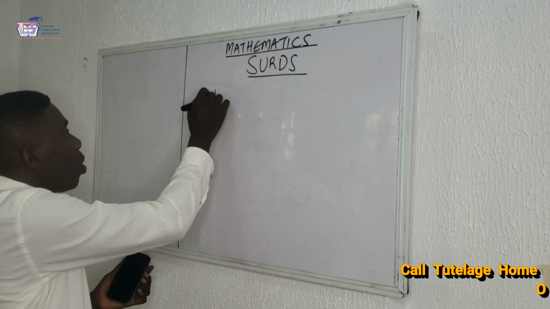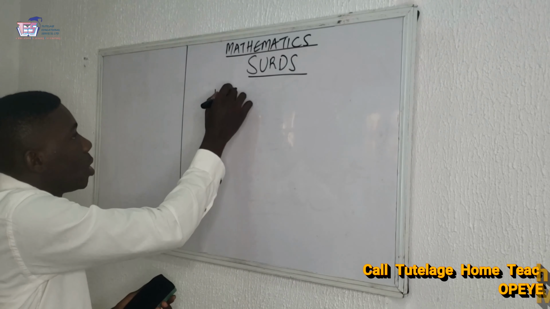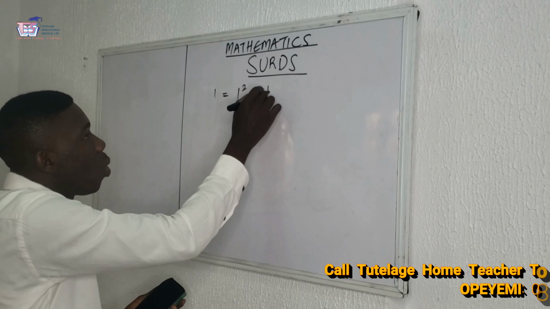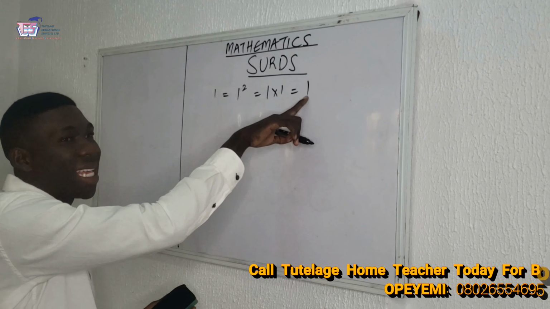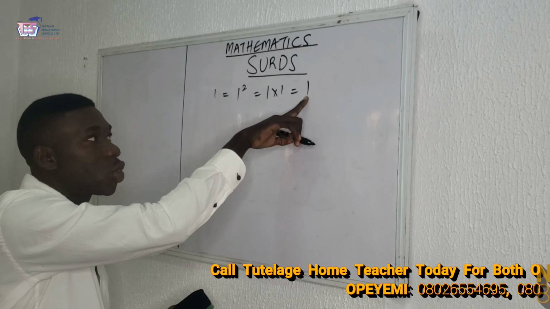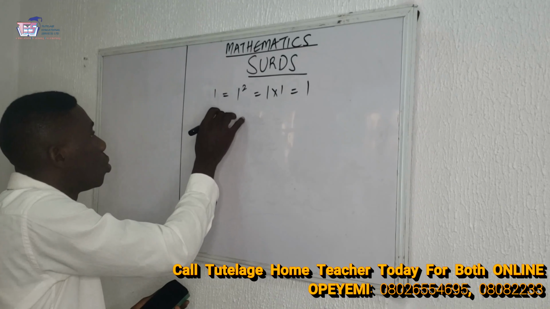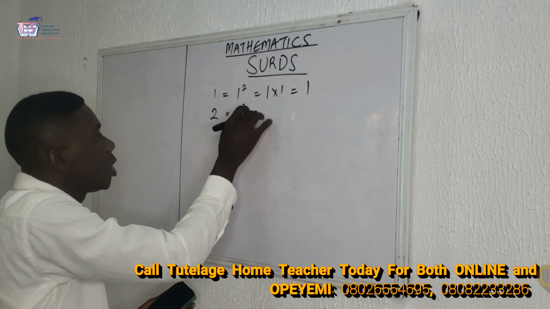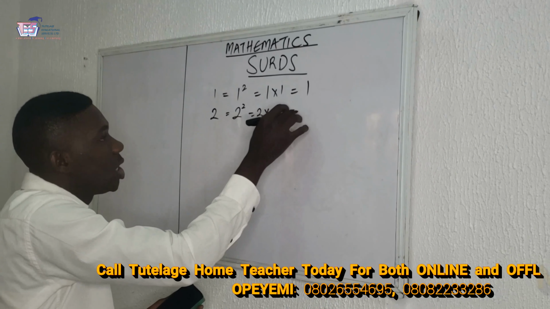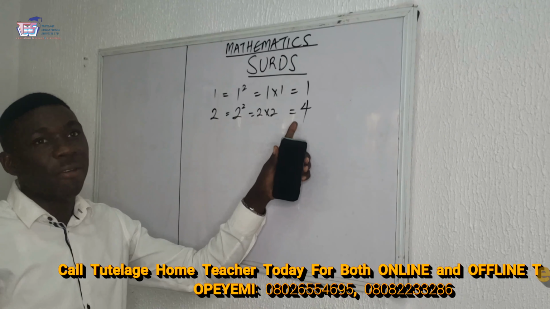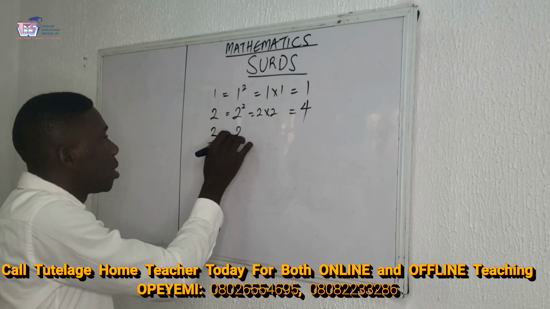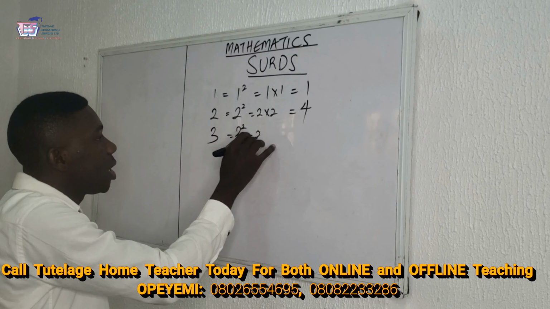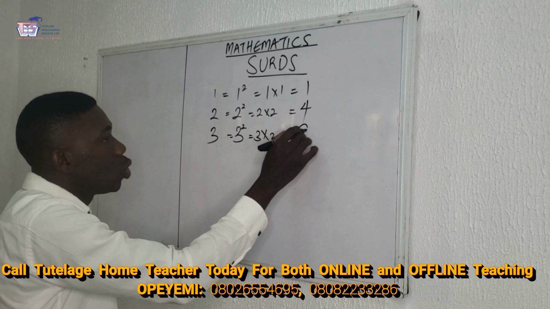What is the square of 1? It implies 1 squared, that is 1 times 1, which is equal to 1. So it implies that 1 is a perfect square. Let's look at 2. The square of 2 is 2 times 2, which is equal to 4. It implies that 4 is a perfect square. Look at the square of 3. That is 3 squared, which means 3 times 3, which is equal to 9.